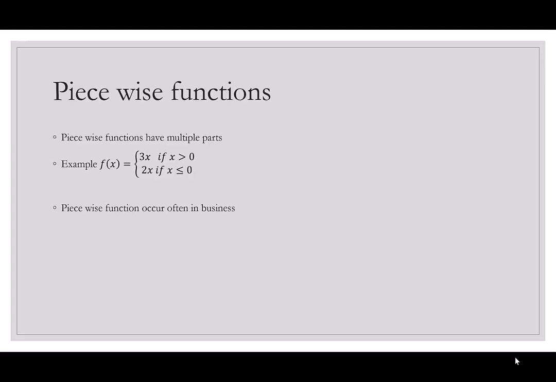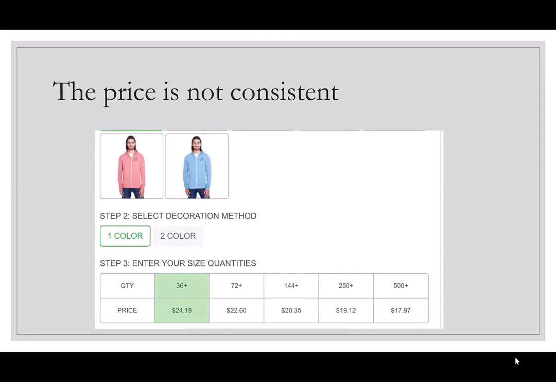Piecewise functions often occur in business, so I thought we should look at some examples of what that looks like. I found a place where you could order a hoodie. And notice that the price is based on the quantity that you order. If you order 36 or more, you're paying $24.19. If you get to 72, then the price drops down to $22.60. If you order 144 or more, the price is $20.35. 250 or more, we pay $19.12. And if you order more than 500, the price would be $17.97 a piece.